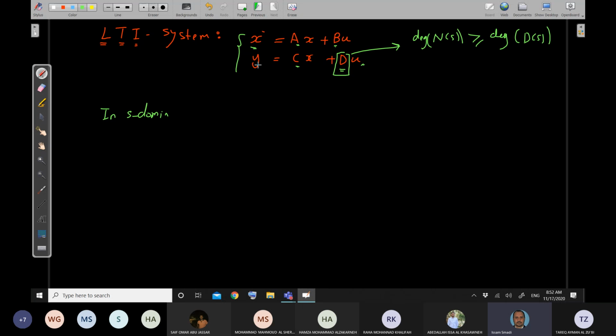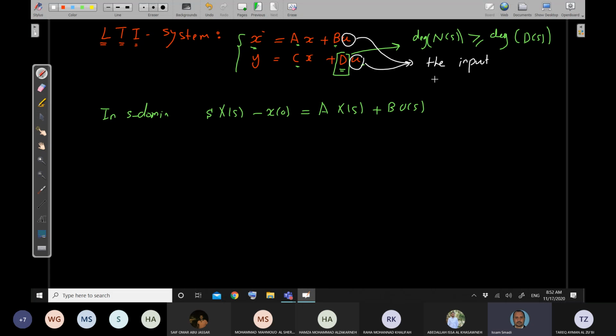Simply, if I need to do this one in S domain, it will be S x of S minus x of 0, if I'm respecting the initial condition. Then here I'm having A x of S plus B u of S. And here, B is not a step. B is what? Sorry, U, I'm sorry. U is the input.